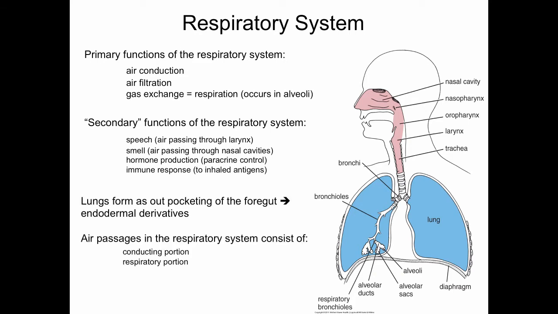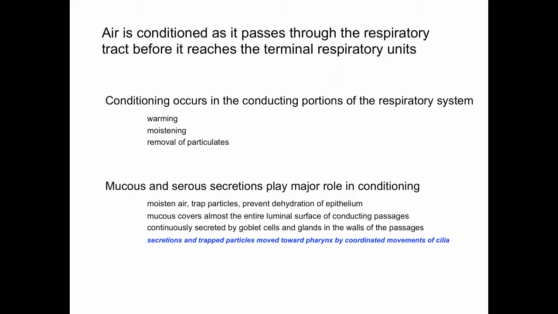The lungs form as outpocketings of the foregut, so they're endodermal derivatives. And now the diagram here just shows different components of the respiratory system. So we can talk about the conducting portions being the nasal cavity, the pharynx, larynx, trachea, bronchi, and actually bronchioles in the lungs. And then the respiratory components would be the respiratory bronchioles, and then basically alveolar ducts, alveolar sacs, and the alveolar spaces.